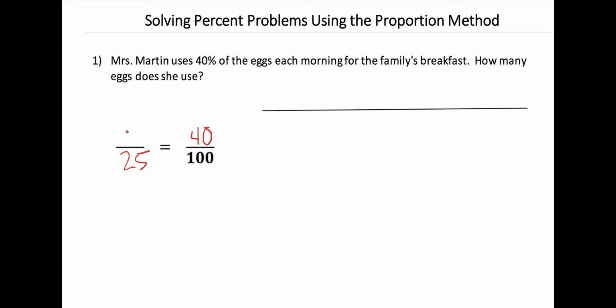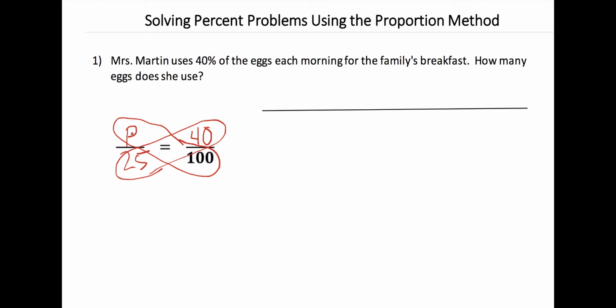We are looking for the part. So let's put the P right there. That's our variable, stands for part. We want to find out how many eggs out of 25 is 40%. Okay, so we cross multiply. Let me draw my little butterfly.